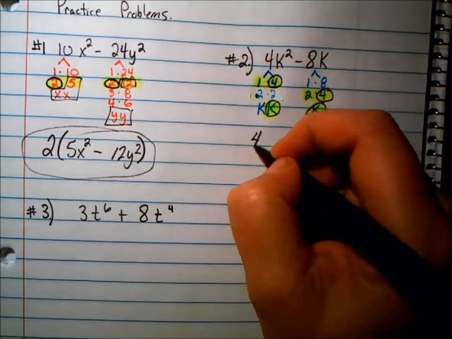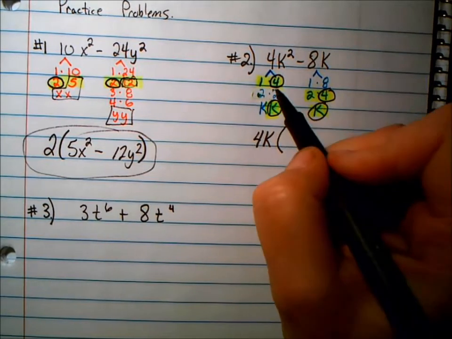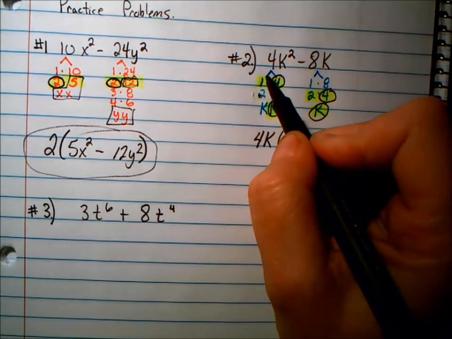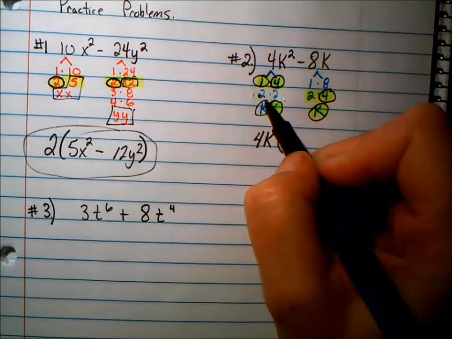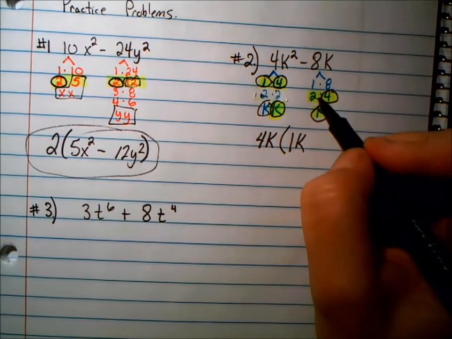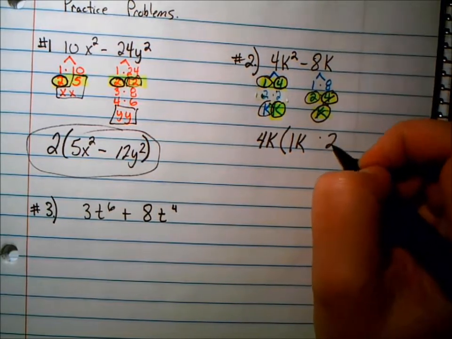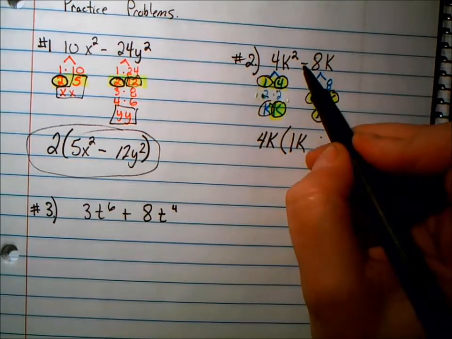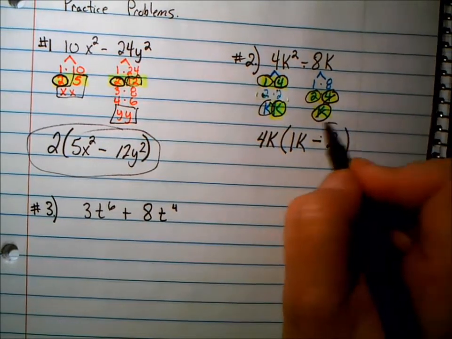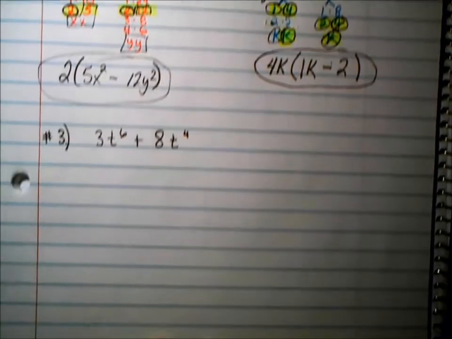So my greatest common monomial will be a 4k. Well, in the first term, what's left is the 1 with a k, so I'm going to write a 1k. And on the second term, all I have is the 2 because the other two things are already gone. And then look at your symbol, it has a negative, so I'm going to put a minus sign in my problem and circle my answer. This is the factored form of that binomial.